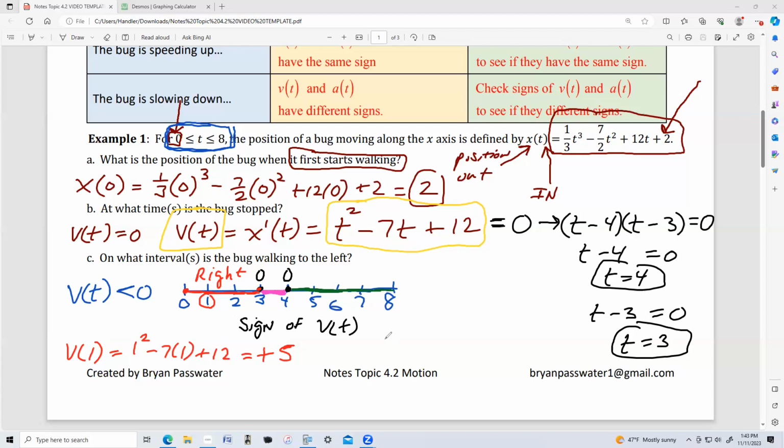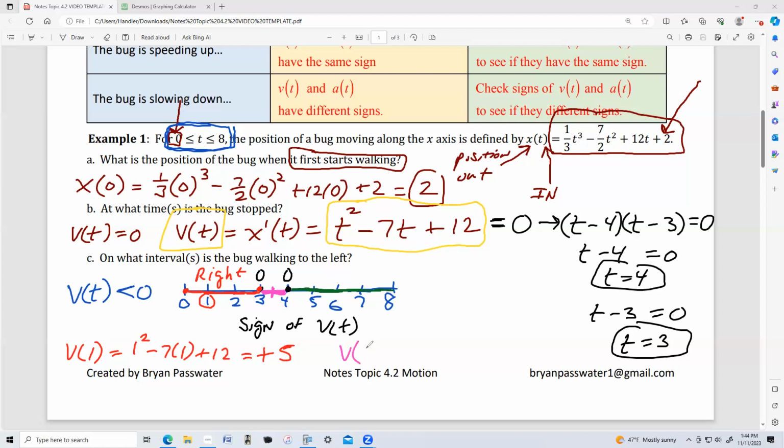Now, what happens between time 3 to time 4? The bug could continue walking to the right. It just momentarily stopped, or it could turn around. We don't know unless we pick a test point. So let's pick a test point between 3 and 4. How about right here at 3.5? So again, some side work.